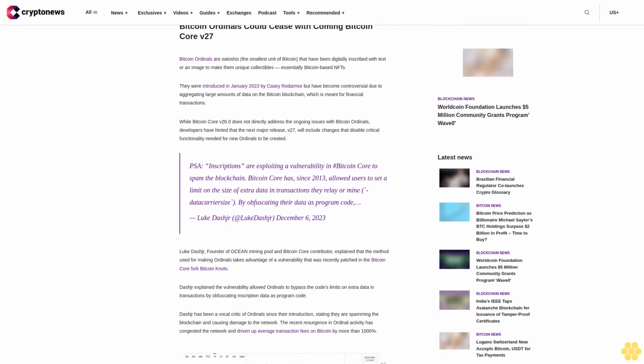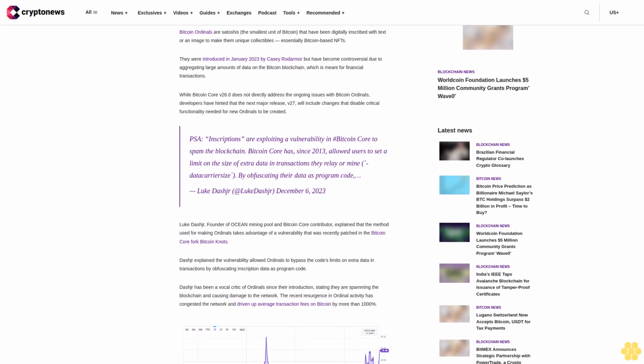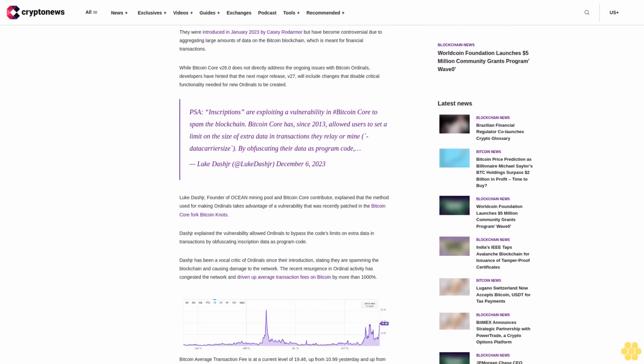Additionally, several RPCs have been added or updated, including getchainstates to monitor sync progress and improved taproot support for certain wallet functions. Bitcoin ordinals could cease with the coming Bitcoin Core V27.